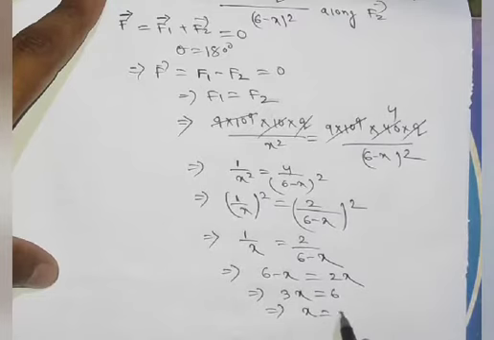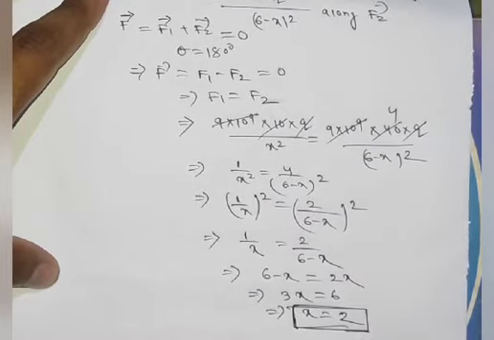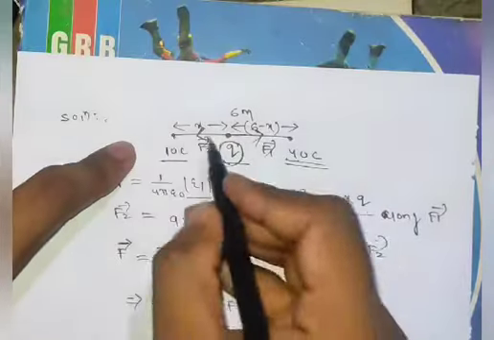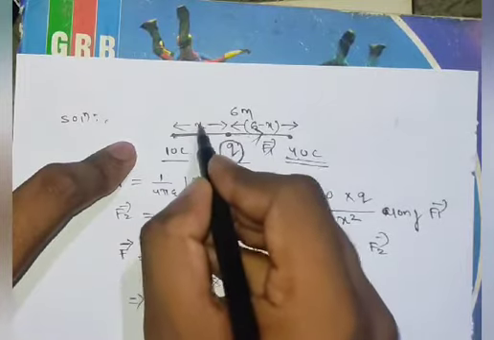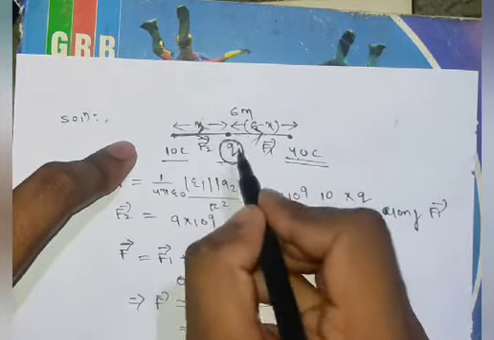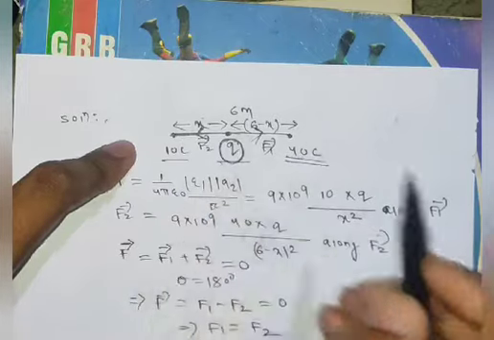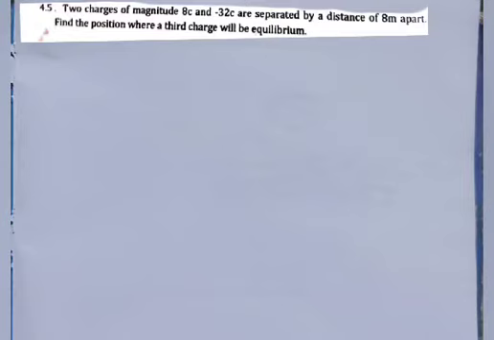x will be 2. So for charge q to be in equilibrium, it should be placed 2 meter from the charge 10 coulomb. So x should be 2 meter for the charge q to be in equilibrium. So it should be placed 2 meter from the charge 10 coulomb. Is it clear? So now I shall go to the next question.